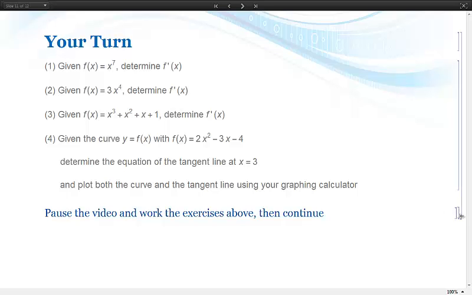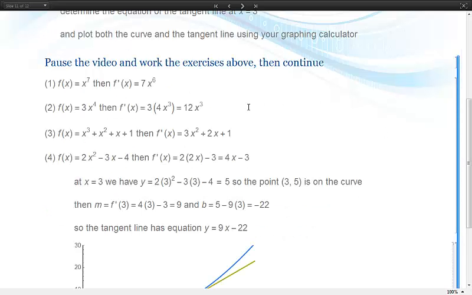Okay, so hopefully you found that not too difficult. You paused the video, you worked these exercises. Let's compare answers. So if f of x is x to the 7th, by my rule for the derivative of x to the n, f prime of x is just 7x to the 6th. If f of x is 3x to the 4th, then by my rules above, the derivative is 3 times the derivative of x to the 4th. That's 3 times 4x cubed, or 3 times 4 is 12, that's 12x cubed.